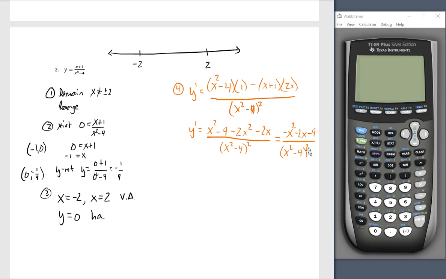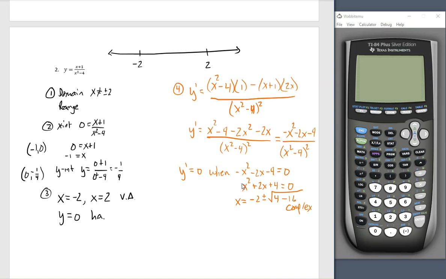Okay, now critical numbers happen where the derivative is 0 or the derivative does not exist. So y prime equals 0 when the numerator equals 0. I don't like it when there's a negative out in front. So I'm going to multiply both sides by a -1. X squared plus 2x plus 4 equals 0. I don't believe I can solve that. Let's use the quadratic formula. B squared minus 4ac. All right, so we have complex zeros.